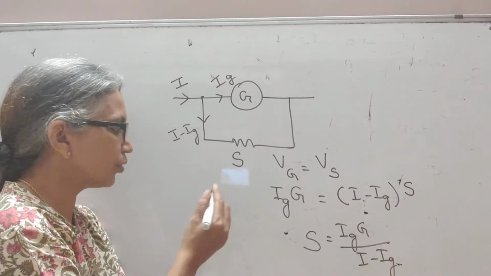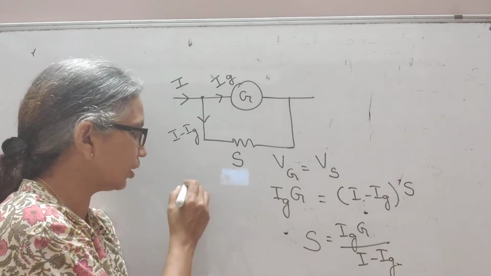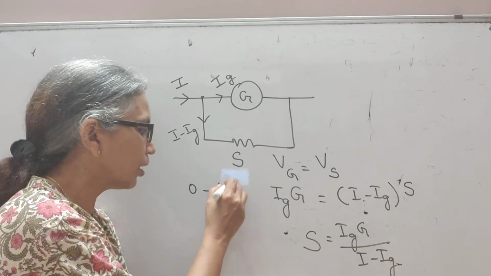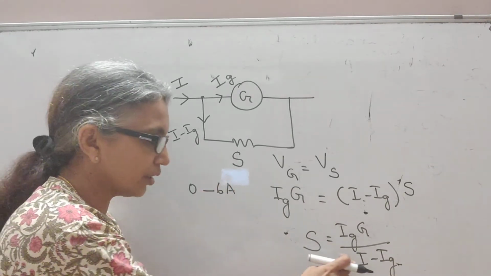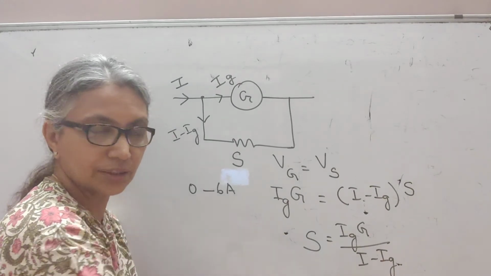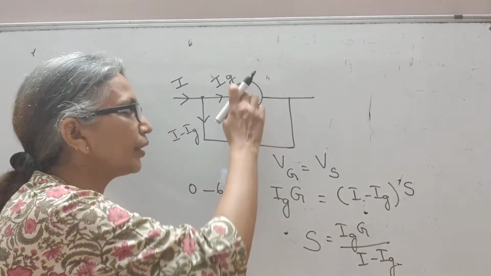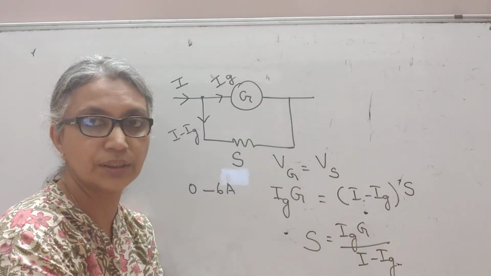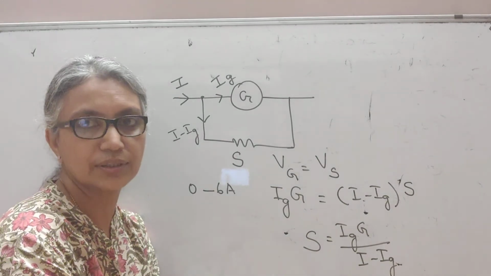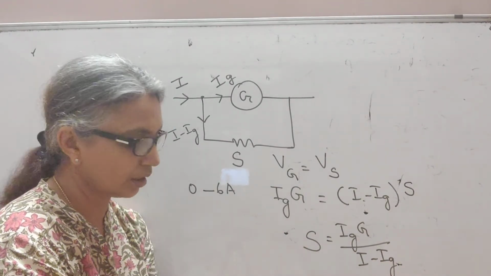For example, suppose I ask you how to convert a galvanometer to an ammeter to read from 0 to 6 ampere. The maximum current that must be read by the ammeter is 6. So, that is what we are going to substitute here, the maximum current. You calculate the shunt value and put that in parallel to your galvanometer. You would have converted your galvanometer to an ammeter that can read up to 6 ampere current, that can read up to a current of I amperes.